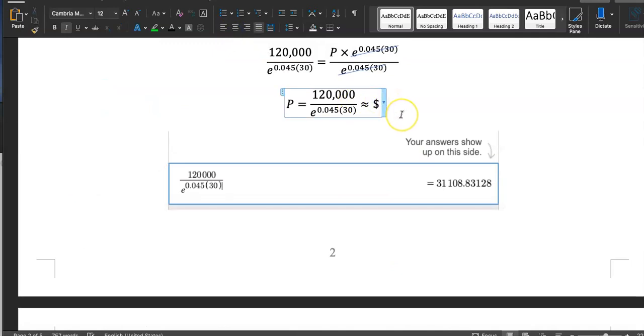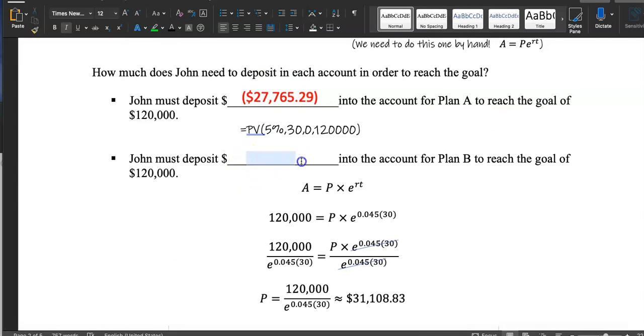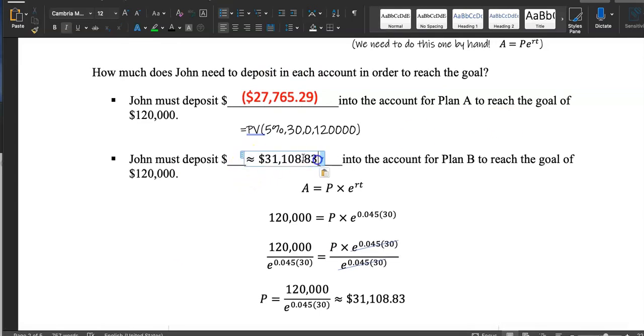The answer came out to be $31,108.83. Now, this is the amount of money that John will need to deposit into this continuously compounding account to get the same $12,000 in the next 30 years.